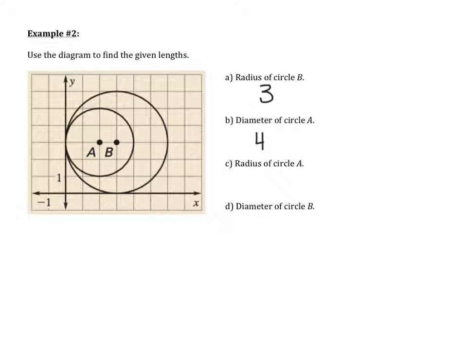Part C, the radius of circle A. I don't even need to look at the diagram for this. The radius is half of the length of the diameter. So if the diameter is 4, then the radius is 2. And then for part D, it says the diameter of circle B. Again, I don't even need to look at the diagram, since I know the radius of circle B is 3. The diameter is twice that, so the diameter would be 6.